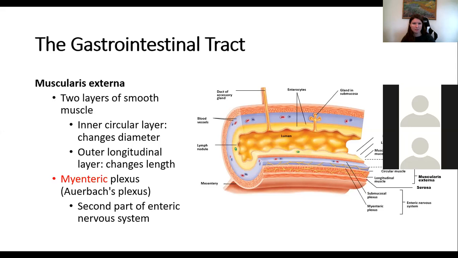The part of the nervous system that we have in the muscularis externa is called our myenteric plexus. It's also called Auerbach's plexus. Same thing. So this is just the second part of this nervous system that we have in the GI tract that we'll talk about a little later.